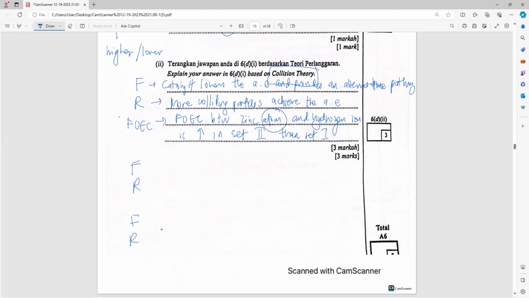Let's say teacher's doing the size factor. So if I'm doing the size factor, your factor sentence will be the size of, let's say we're doing zinc, size of zinc in set 1 is bigger than set 2. All these are examples. Teacher's just giving you the way to answer. When I talk about size, what's my reasoning?